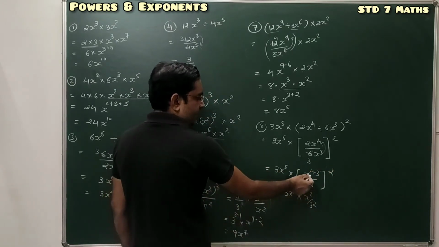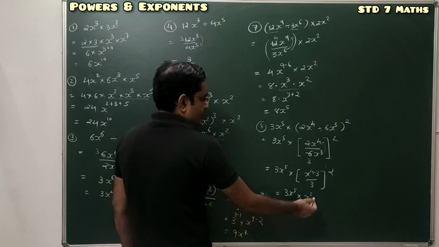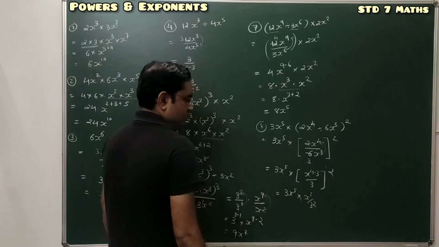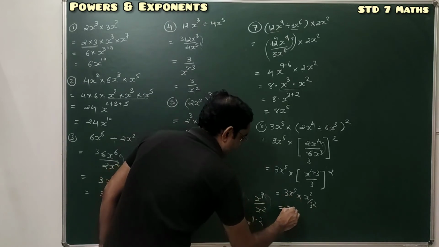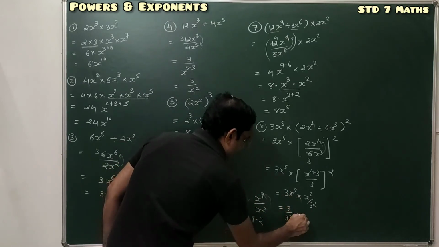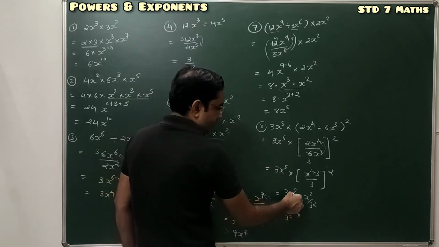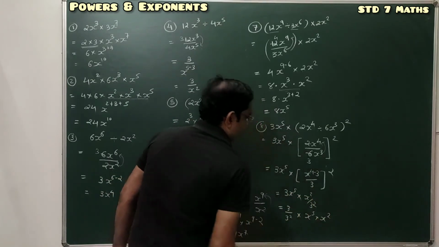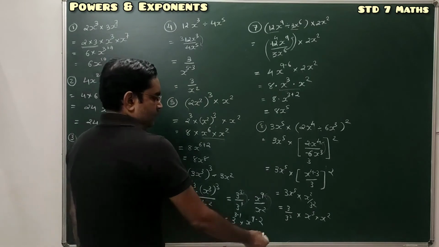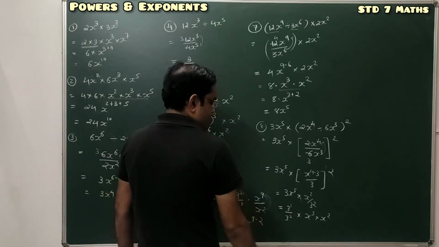Here the numerator is x, so it's x square. Here the denominator is 3, so it's 3 square. Now again we can write this 3 square in the denominator of this 3. So it's 3 upon 3 square into x raised to 5 into x raised to 2. x raised to 5 into x raised to 2 is x square. Again this is 3 raised to 1, this is 3 raised to 2.